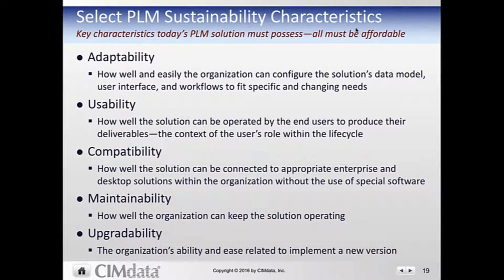It has to be compatible, it has to be able to be connected to other appropriate enterprise and desktop solutions without using a bunch of special software to do that. That can be time-consuming and costly. It has to be maintainable. You have to be able to utilize it and evolve the solution over time as appropriate to continue to fit the business needs of the organization. And it has to be upgradable. So as new capabilities come out, the company has to be able to move up to the next level of capabilities and continue to close the gap between what's implemented and what the technology can provide. Now these 17 or so capabilities I showed on the previous slide are all important, but I wanted to focus down on these 5 because we find that these are, let's say, even more critical than the others.